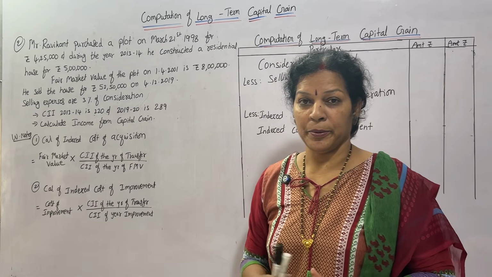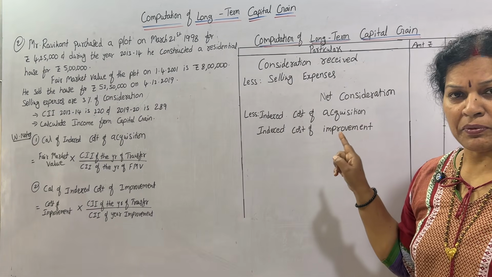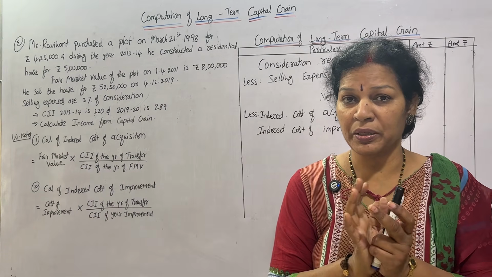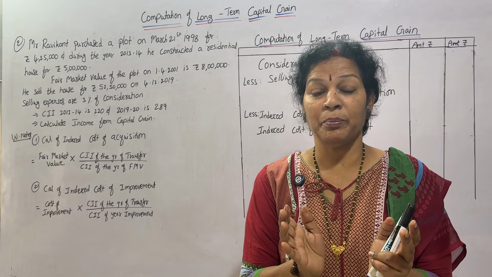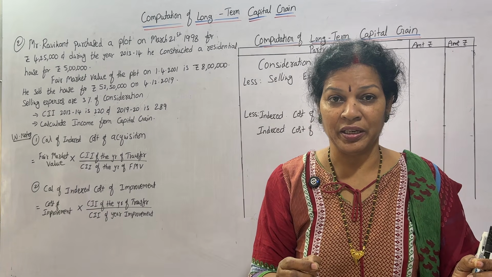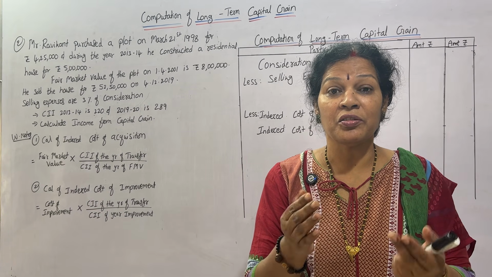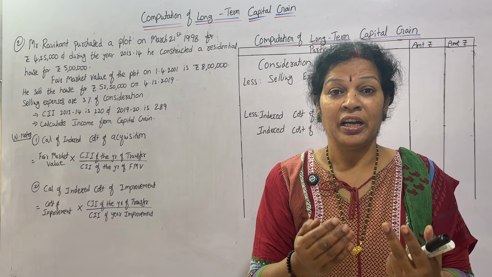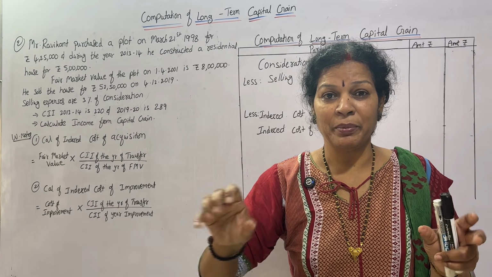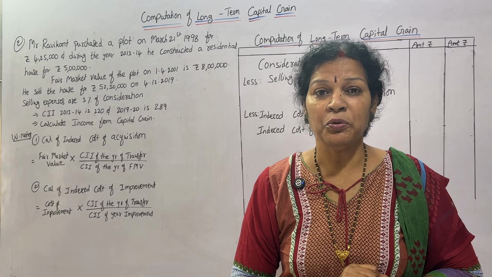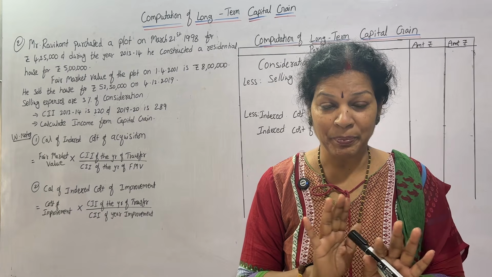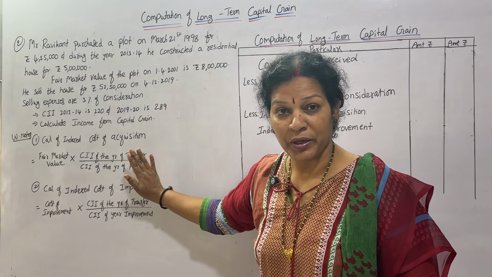There is a formula. Indexed cost of acquisition: the formula uses fair market value. Always fair market value, meaning at present, as per the market value, whatever the cost is, that will be given. We will take that one only, not the original purchase cost. Acquisition cost, we purchased at 5 lakh rupees, but fair market value is 7 lakh. Which one will you take? 7 lakh only, the fair market value, not the purchased value. So this is a point to be remembered.